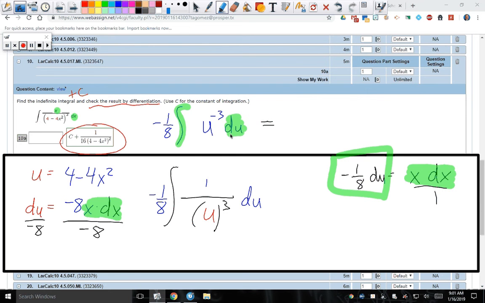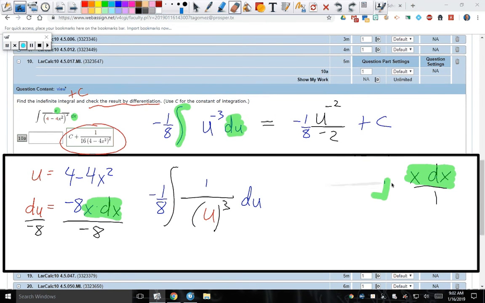You've taken the antiderivative. Help me out, guys. What does u to the negative 3rd become when I integrate it? U to the negative second over negative 2. The new power, right? We do have to multiply our constant back in, which is a negative 1/8. And we still have to do what? Add c. So my running answer as it stands right now is going to be u to the negative 2 over 16 plus c.